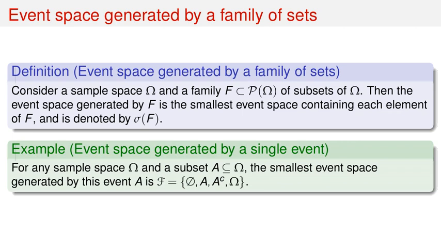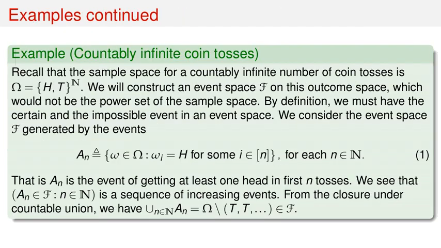As an example, consider the event space generated by a single event. For any sample space omega and a single subset A of omega, the smallest event space generated by this event A is script F equals the empty set, A, A complement, and omega. Let's look at another example.